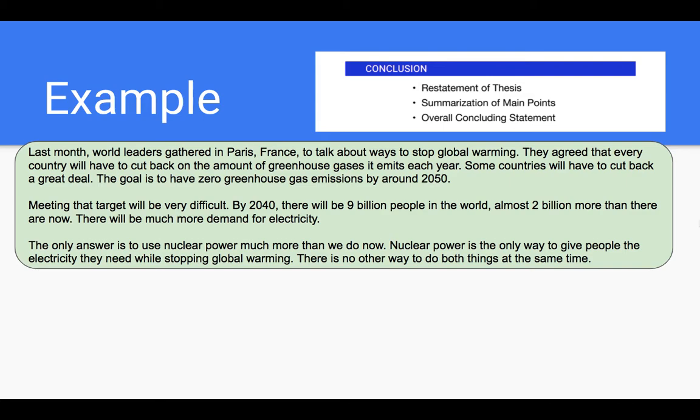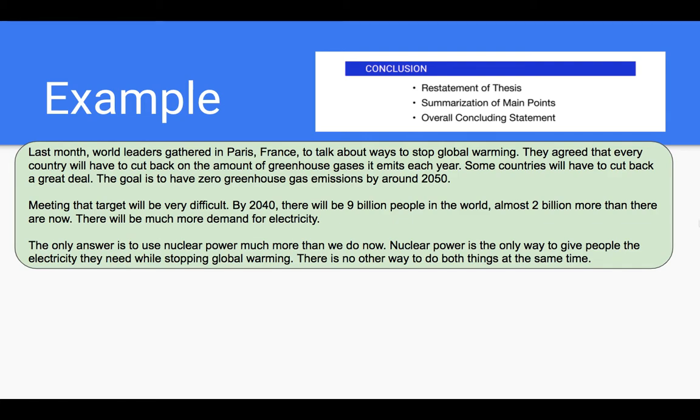Last month, world leaders gathered in Paris, France, to talk about ways to stop global warming. They agreed that every country will have to cut back on the amount of greenhouse gases it emits each year. Some countries will have to cut back a great deal. The goal is to have zero greenhouse gas emissions by 2050. Meeting targets will be difficult.